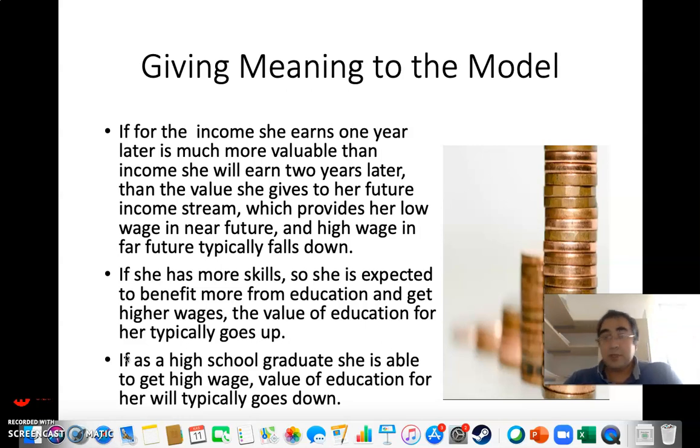So that's one factor. The other factor is if she is expected to get more benefit from the education because she has more skills. In that case, the value of education will be high. If she has some skills, maybe that allows her to get a higher wage without education, with a high school degree. In that case, the value of education also goes down. So if she has more skills that allow her to gain a higher income with college education, then the value of education goes up. I think all of these are straightforward things, actually.